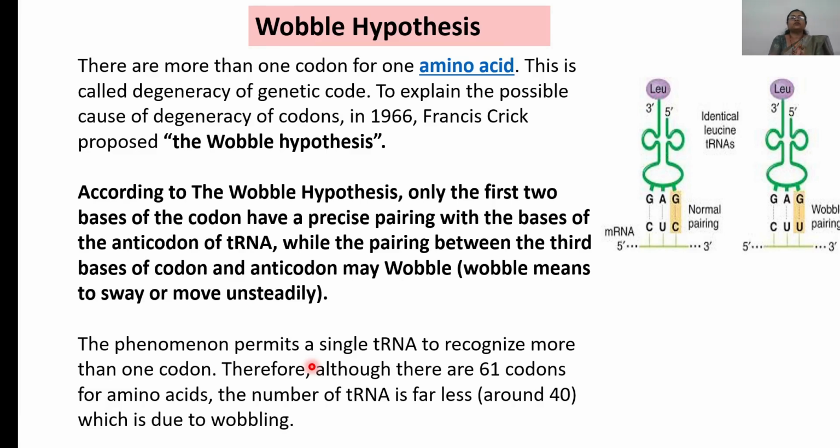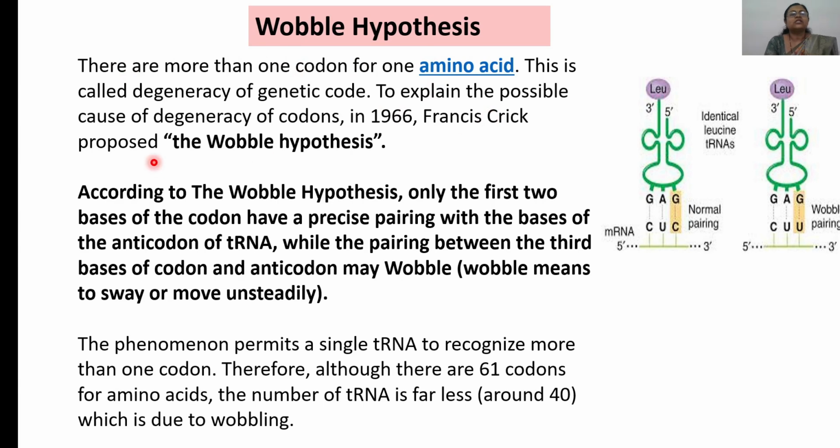Now, the most important concept is the Wobble hypothesis. See, there is more than one codon for one amino acid. This is known as the degeneracy of the genetic code. One amino acid is coded by more than one codon, or more than one codon for one amino acid.